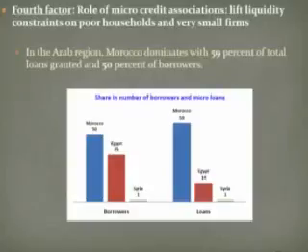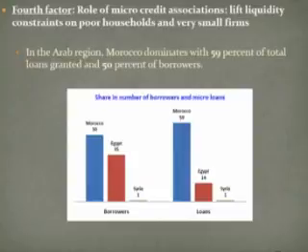But more directly, you have the role of microcredit associations. Microcredit associations lifted liquidity constraints on the poor. If you take the whole Arab region, it's very impressive, Morocco dominates with 59% of loans. In Egypt, it's 35%. You can imagine already the difference. Morocco is 30 million, Egypt is 80 million. But you have 59 and 35. Syria is only 1%.